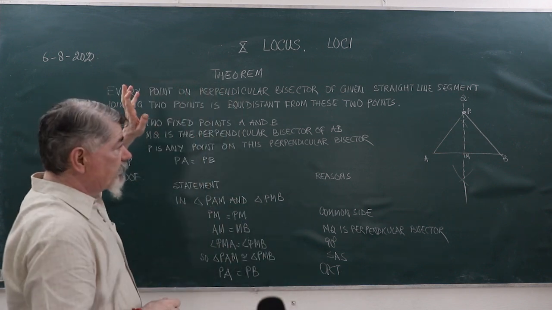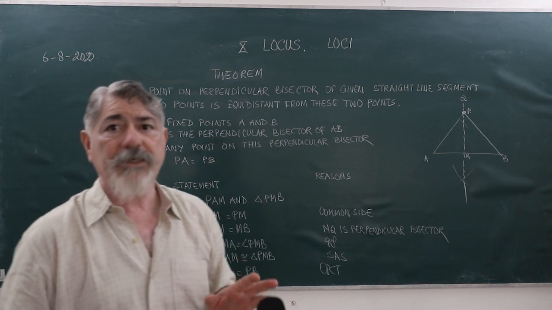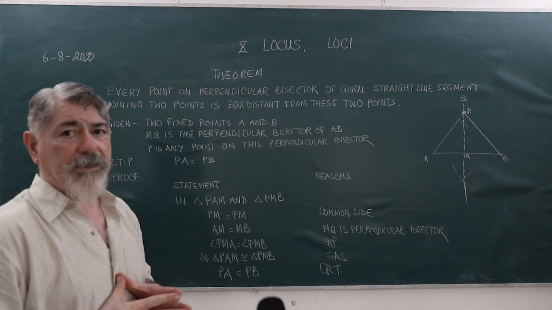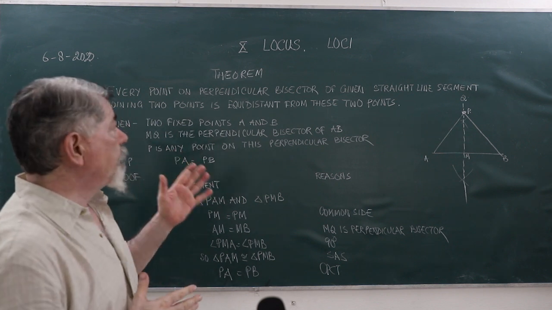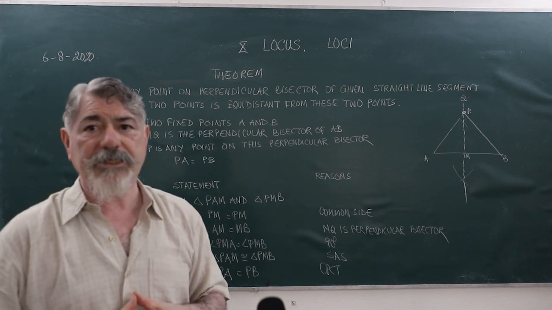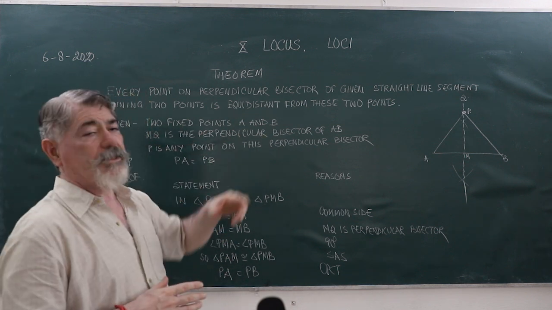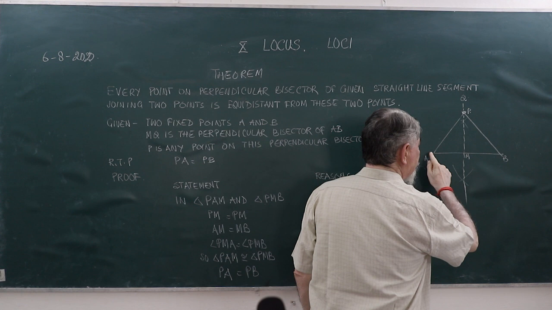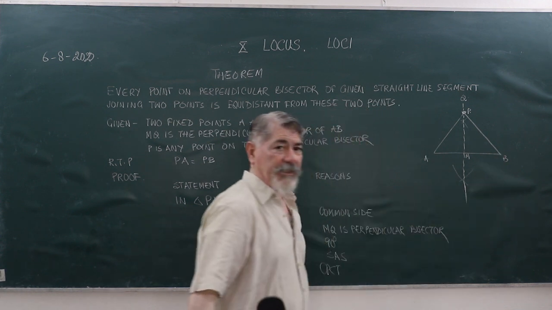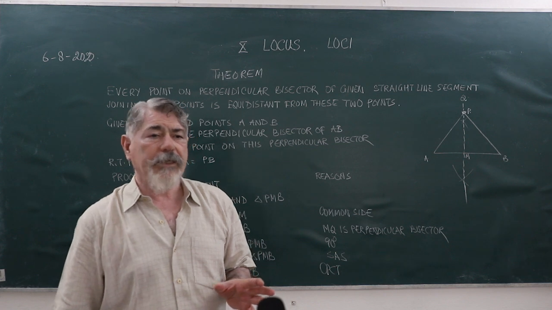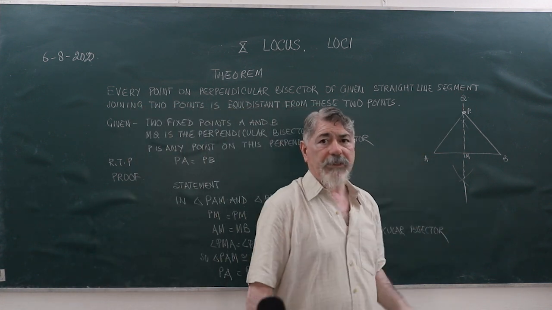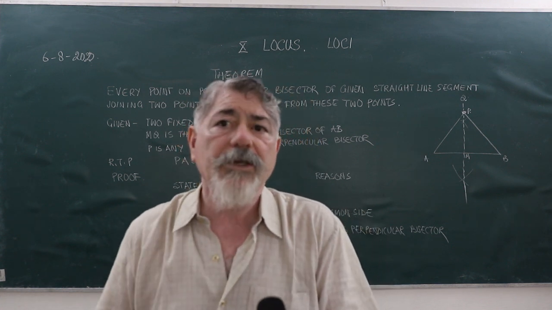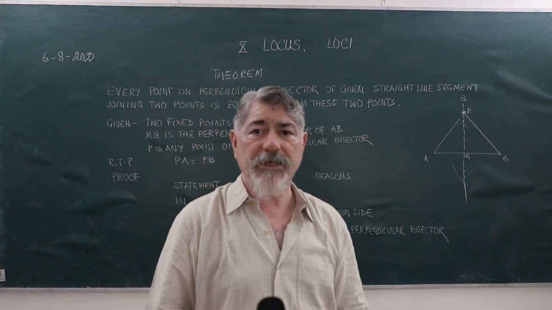Now I'll go through the theorem once again for your benefit so that you understand. Every point on the perpendicular bisector of a given straight line segment joining two points is equidistant from these two points. Now A and B are two fixed points. A line segment has been made by joining A and B. And according to this theorem, if I draw the perpendicular bisector of AB, then what I need to prove is that every point on the perpendicular bisector of AB will be at equal distance from A as well as B.